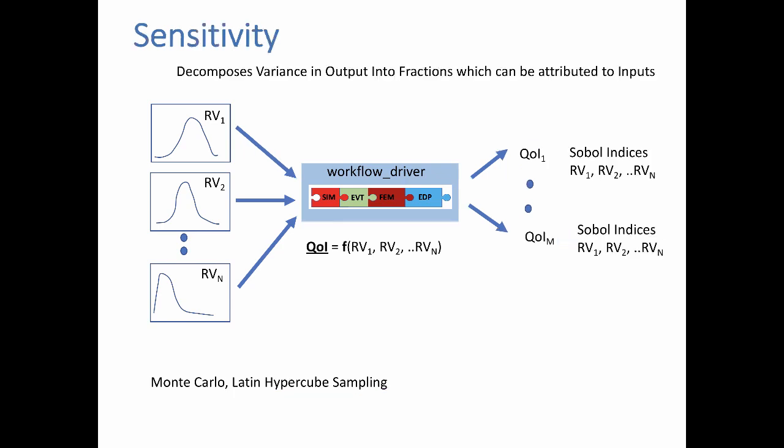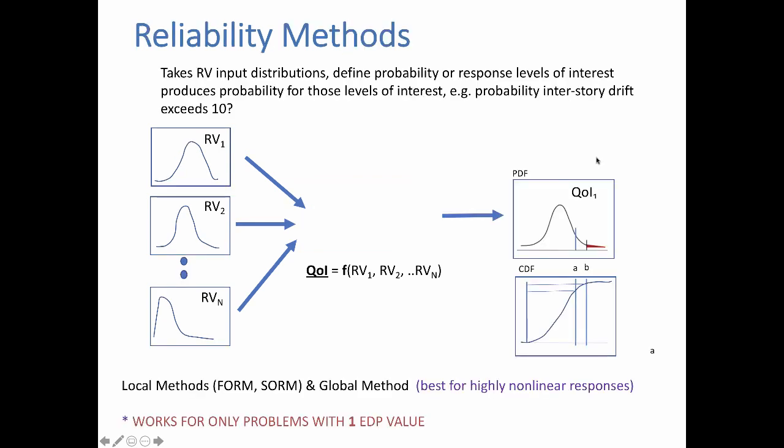Sensitivity, we do pretty much the same thing. We're inputting our distribution on the random variables. We're going to run a number of deterministic simulations, but the output, we're just showing you the Sobol indices for each quantity of interest in respect to the different random variables. And there are two options available here: Monte Carlo and Latin hypercube sampling. And what sensitivity does is trying to figure out how sensitive the quantities of interest are to each of the different random variables, and that is what the Sobol indices measure.